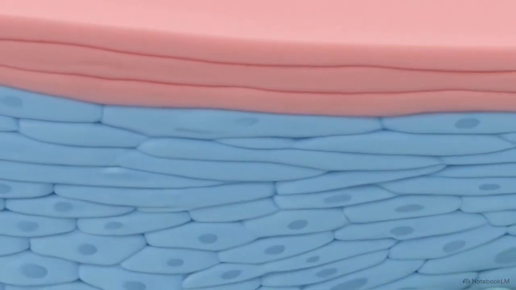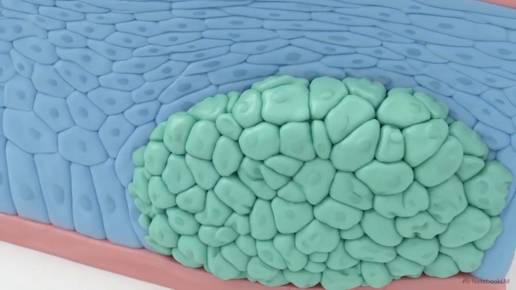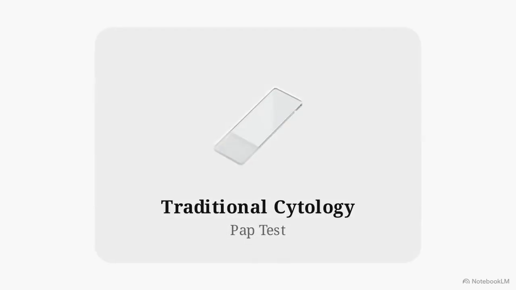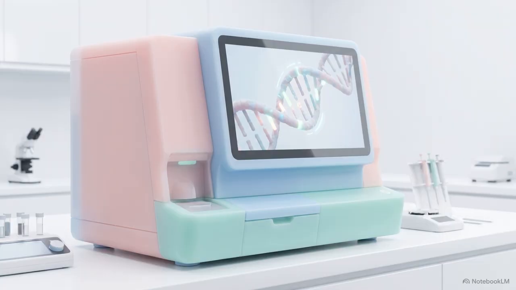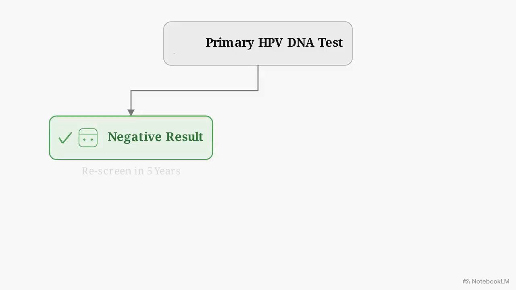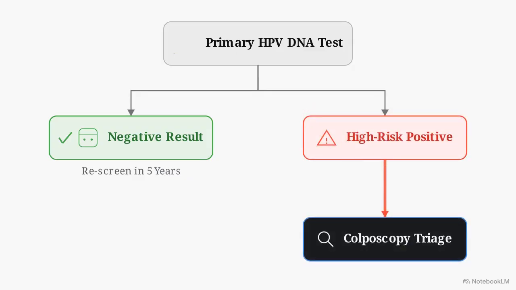Early cervical intraepithelial neoplasia, or CIN, is entirely asymptomatic and visually imperceptible to the naked eye. Because early high-risk disease is invisible, preventative screening has shifted away from relying exclusively on traditional cytological evaluation, like the Pap test, and moved toward primary molecular HPV DNA testing. This vector flowchart of the modern clinical algorithm illustrates that shift. Negative molecular results safely allow for a 5-year waiting period between screens for individuals aged 30 to 65, while high-risk positive results route the patient directly to colposcopy triage.